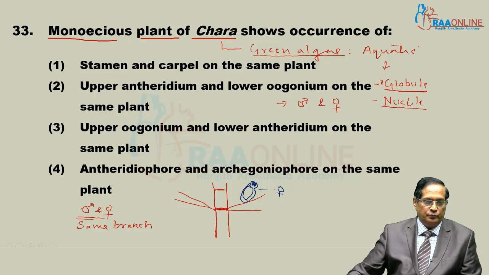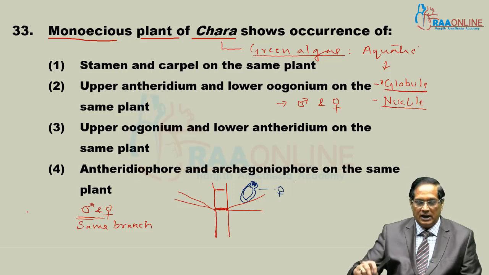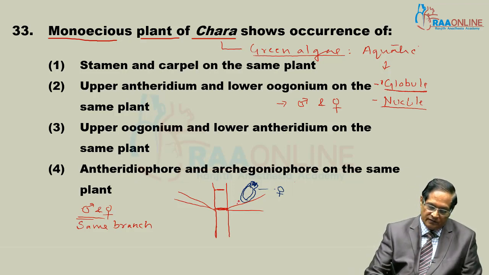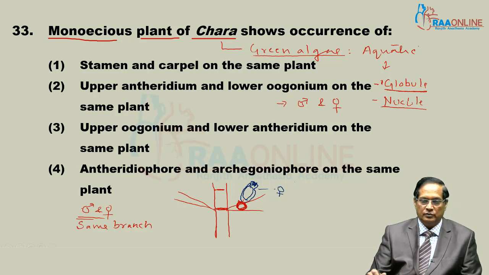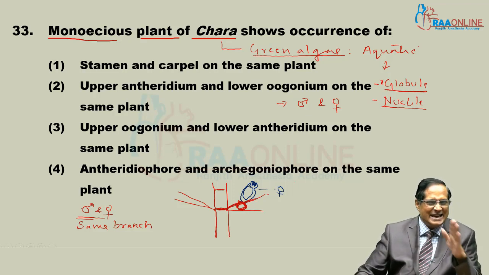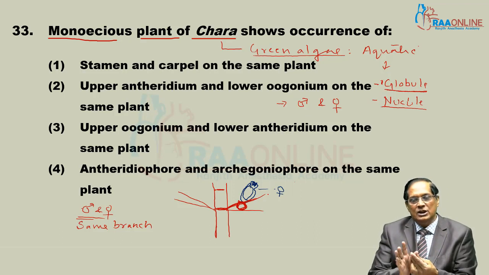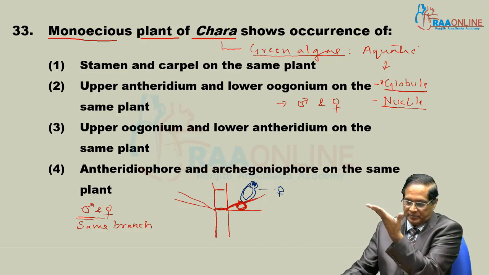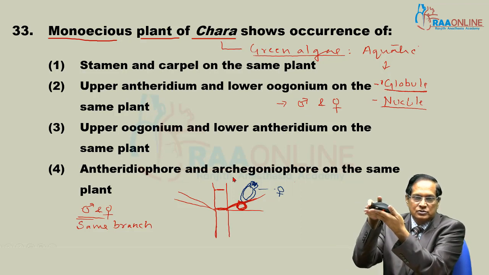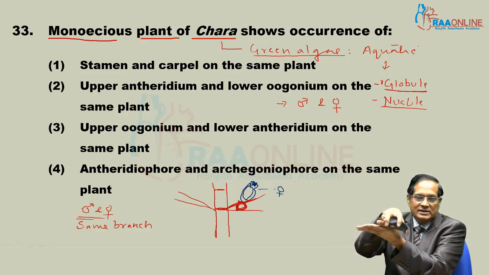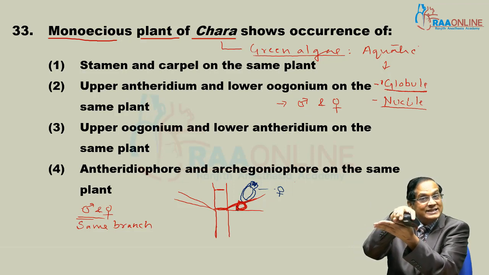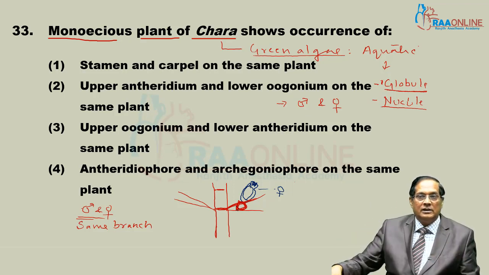Position of globule I have already mentioned, that both are present on the same lateral branch. This is the position of globule. It is on this particular branch but in a slightly lower position. Suppose this is nucule, then slightly lower side but on the same branch. So this is about the position of the reproductive structures.